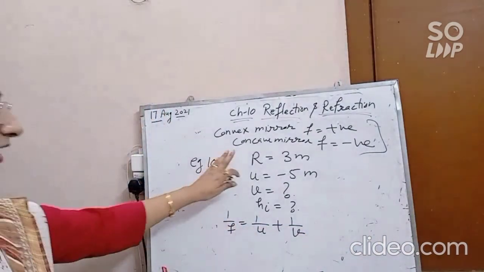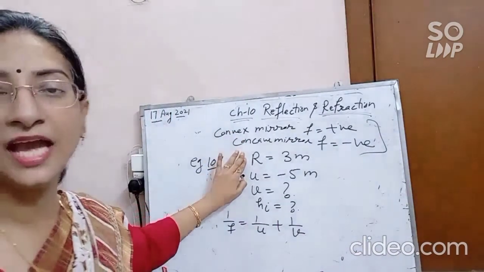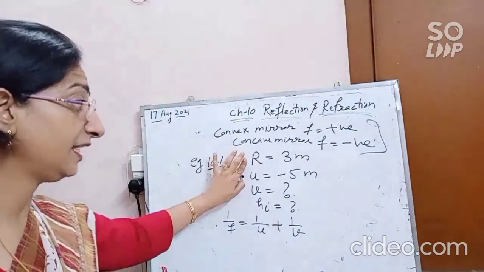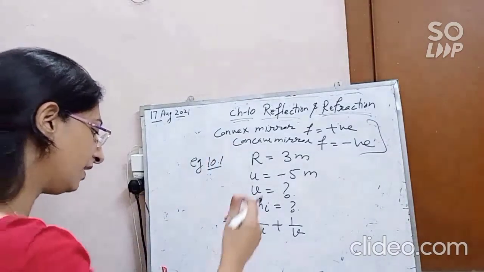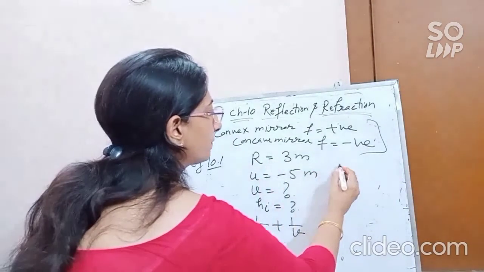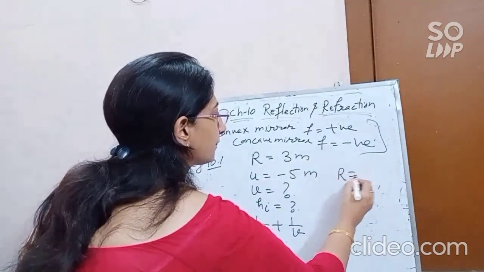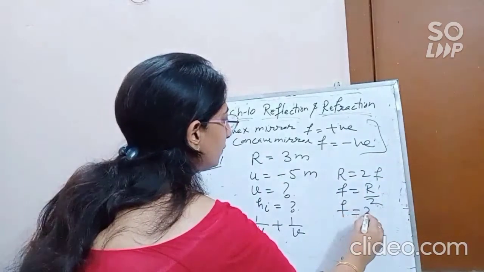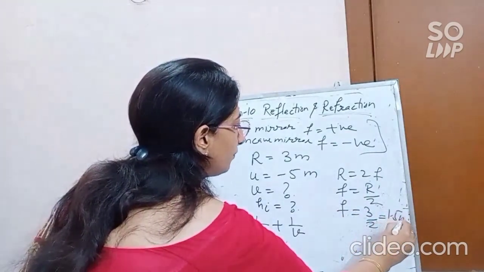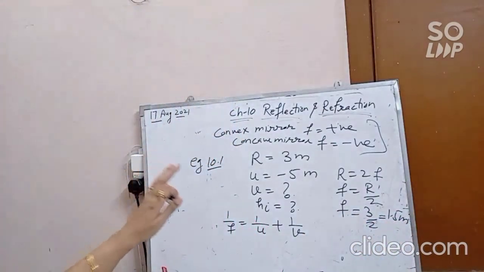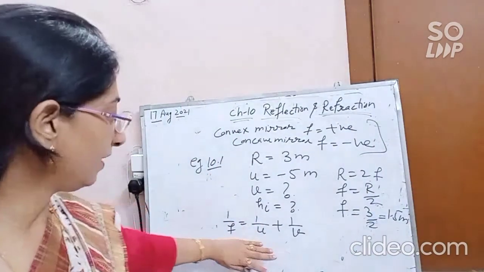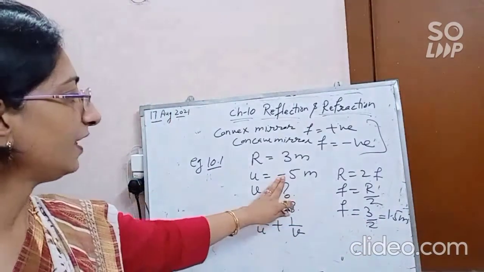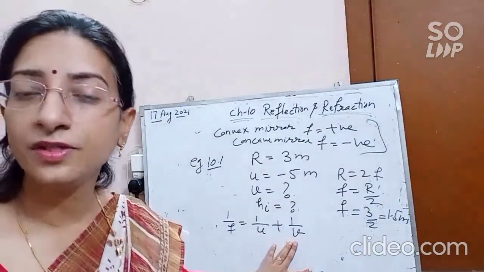Right? If r is given, can we calculate the focal length of the mirror? Yes, we can find out the focal length of the mirror. How we can find out? R equal to 2f, and f is equal to r upon 2. So f equal to 3 by 2, that is equal to 1.5 meter. Okay, so now if we put the values in this equation, 1 upon f equal to 1 upon u plus 1 upon v. F already we have calculated, we are having u, so easily we can find out the value of v.